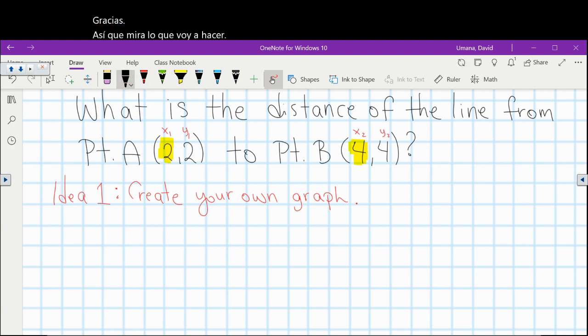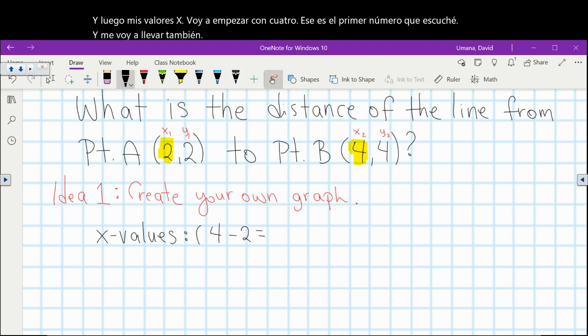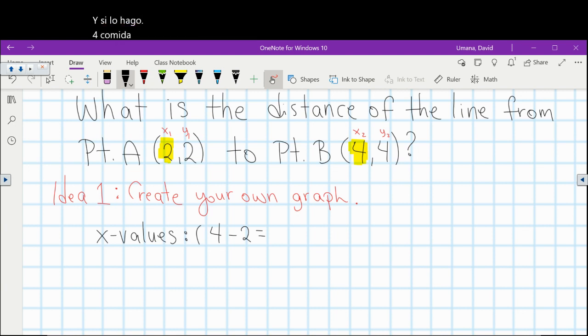So look at what I'm going to do. I'm going to write down my X values. And in my X values, I'm going to start with 4. That's the first number I heard. And I'm going to take away 2. And if I do that, 4 take away 2, that proves, beyond a shadow of a doubt, that this is 2.